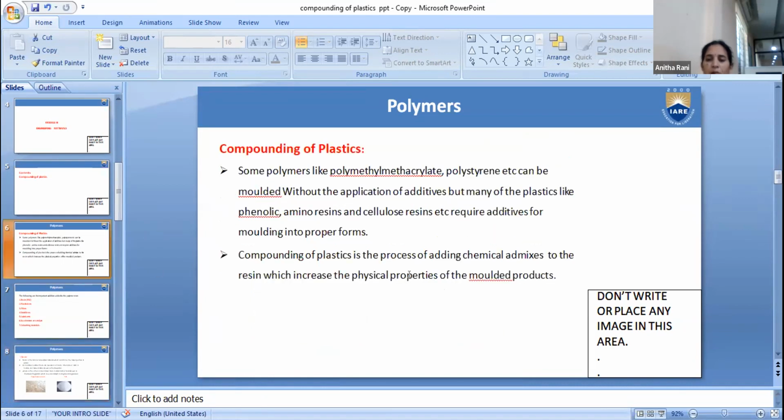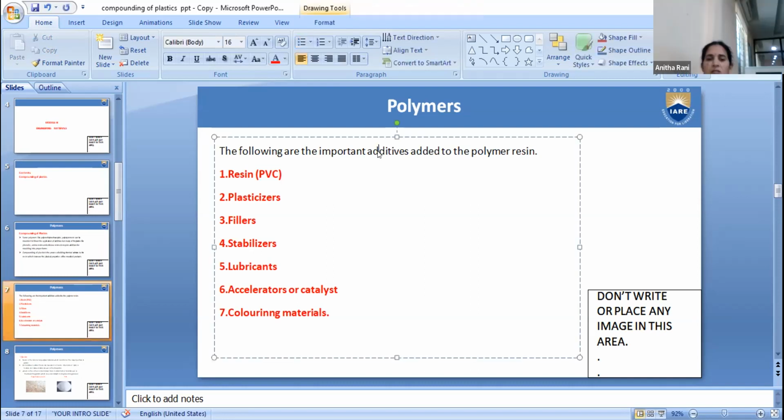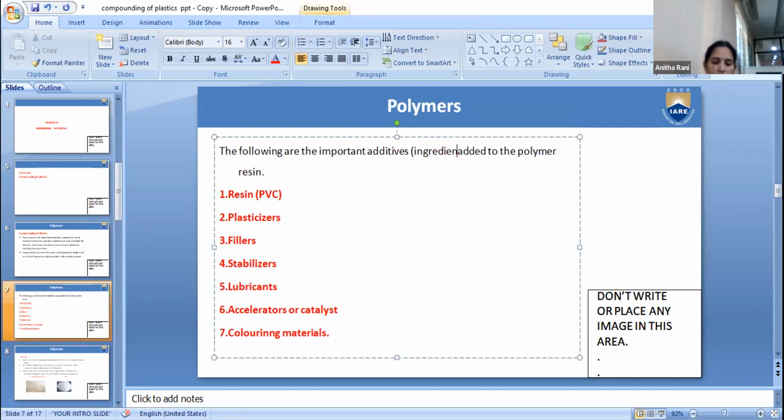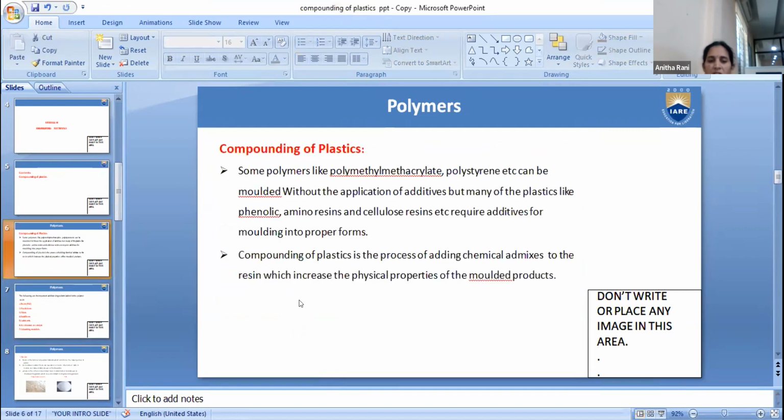Now tell me, what is compounding of plastics? To the resin, what are we going to add? Additives. We are going to add additives, or we can write ingredients. So to the polymer resin, we are going to add ingredients. That is called compounding of plastics.